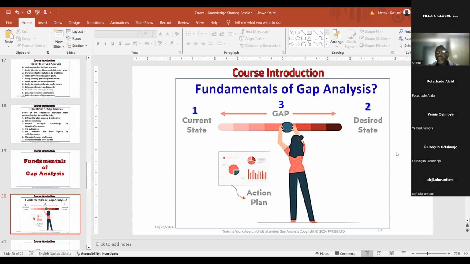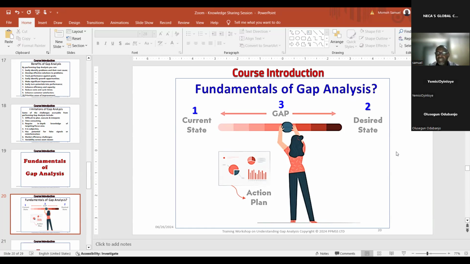So the gaps is just you outlining, I'm here, I want to get here. What do I need to do? What are the things I need to do to be able to move from point A to point B? What are the connections that I need to establish? Who are the people I will need to connect with? Who are the organizations I will need to liaise with for me to be able to move from my current state to my expected or desired state or level?